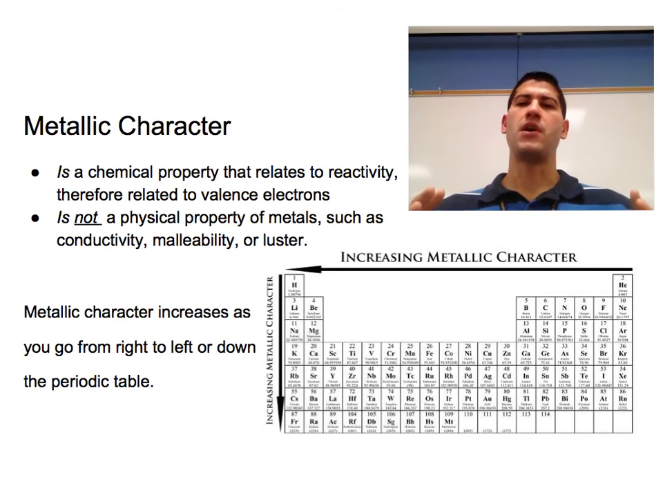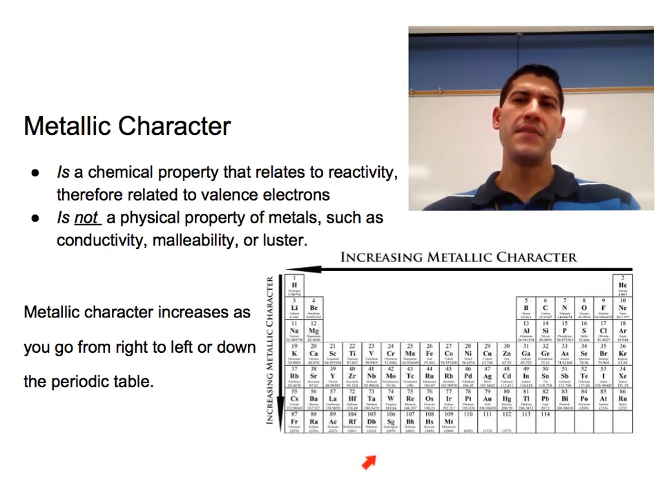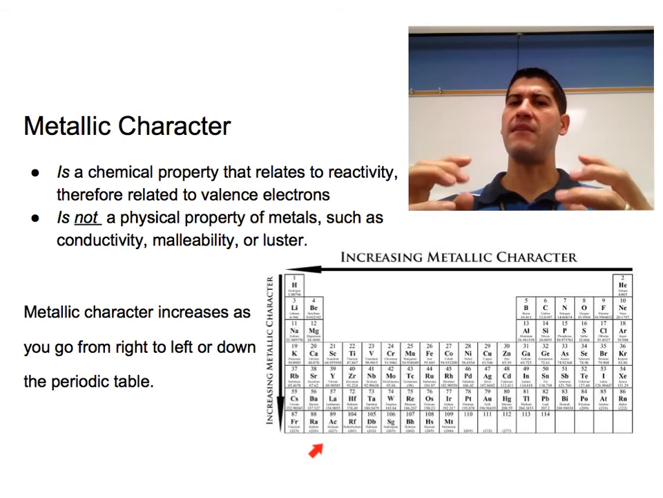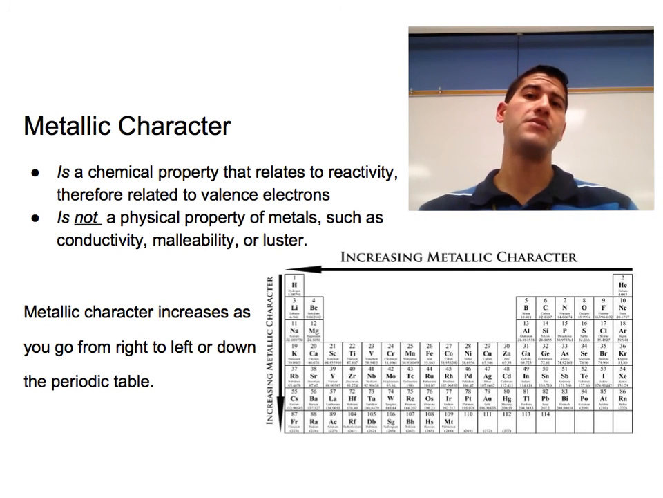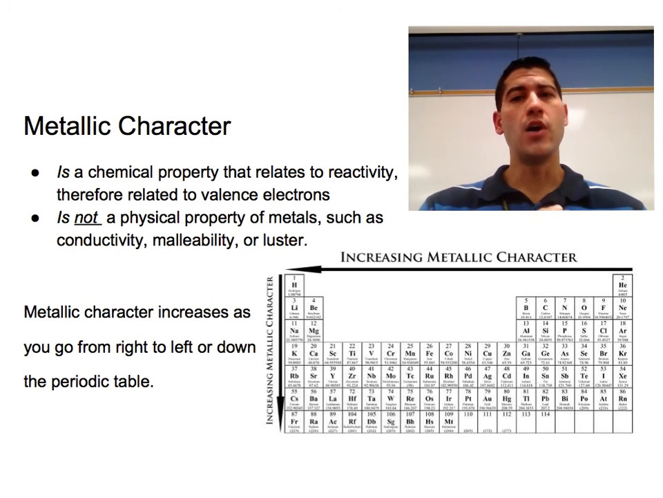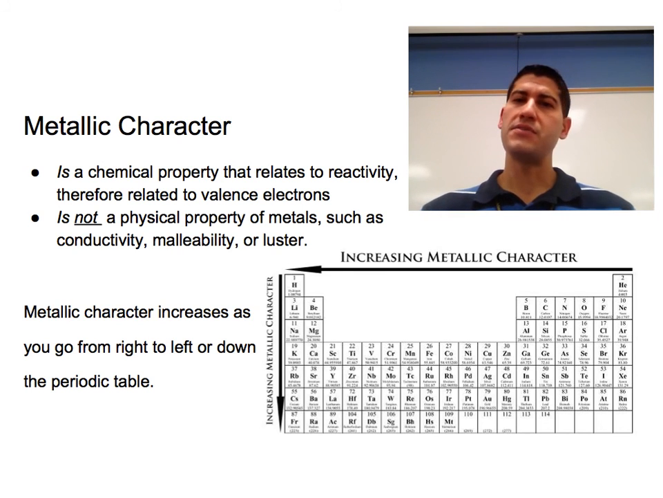Because metals are in this general area of the periodic table down and to the left, they tend to be bigger atoms that have low ionization energies or easily lose valence electrons, and they have low electronegativity. They don't pull on the valence electrons of other atoms with very much force.